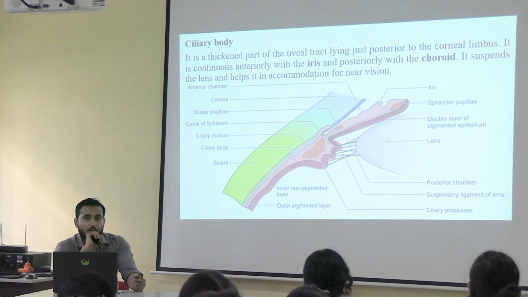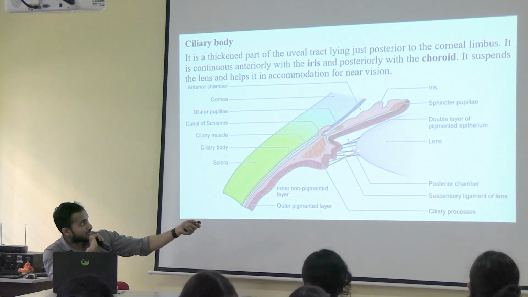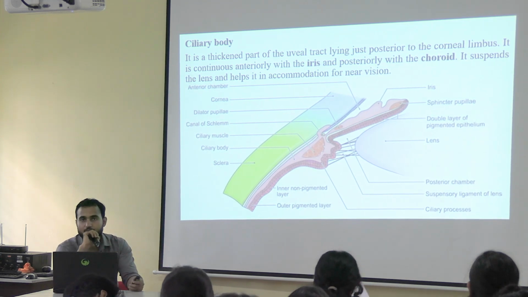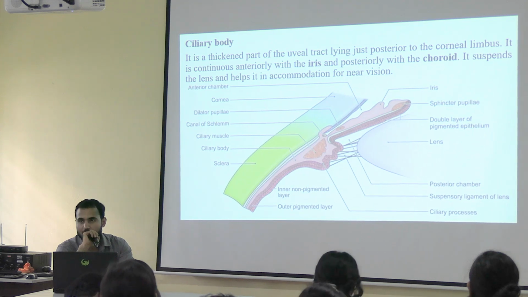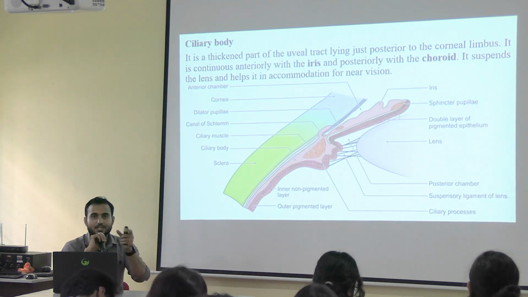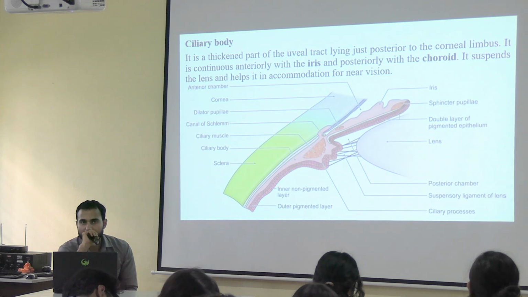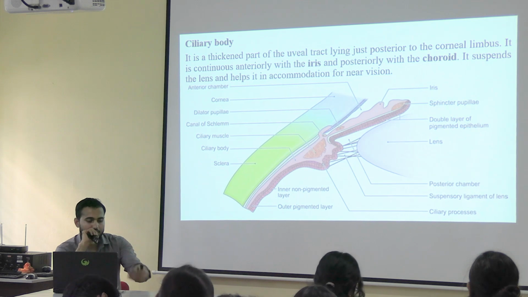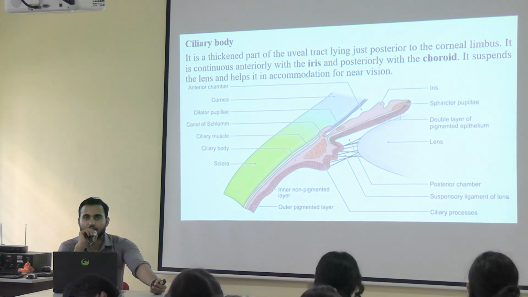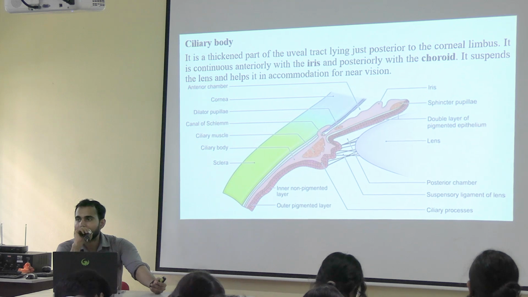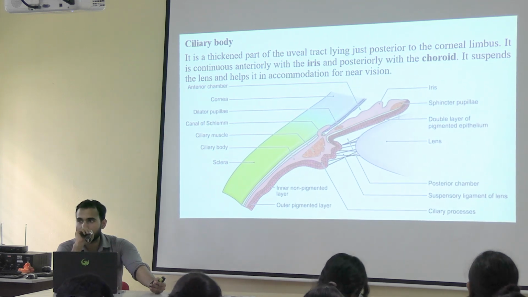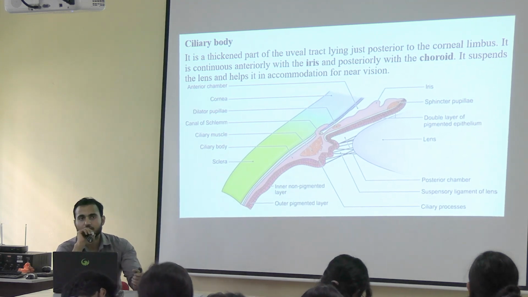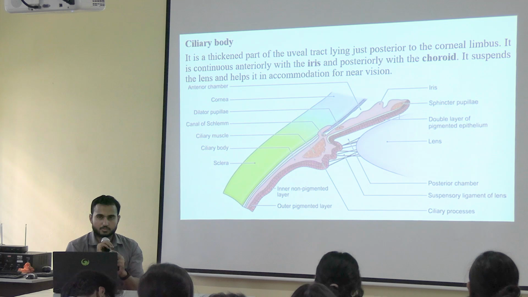What is the main function? As you can see, it suspends the lens with the help of the suspensory ligament of the lens, which helps in accommodation of the lens for near vision. That means it helps in changing the shape of the lens, which is very important whenever you see a near object or a far object. At that time the shape of the lens changes, and that change is done by the ciliary body.